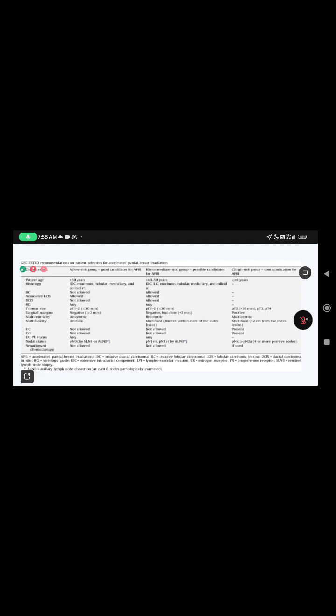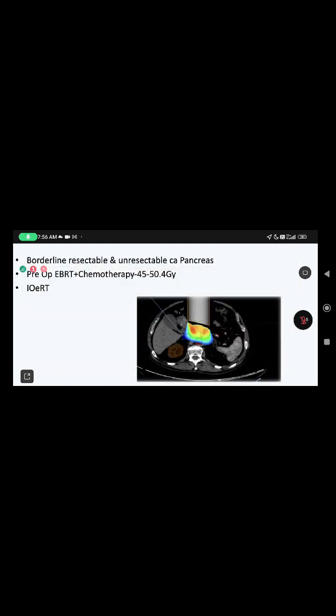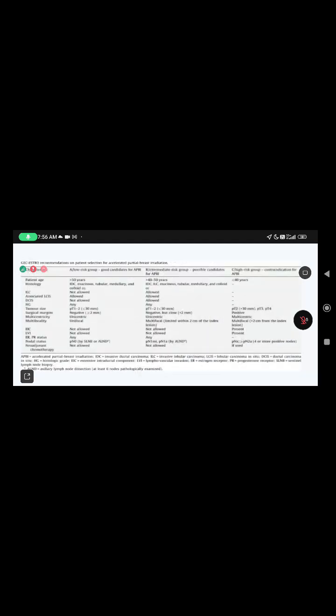But we'll have to follow these stringent guidelines and be careful when we are delivering such high doses, such as 21 gray. So there comes the utilization of the TPS, the treatment planning systems, which I will be going to show in my next slides.